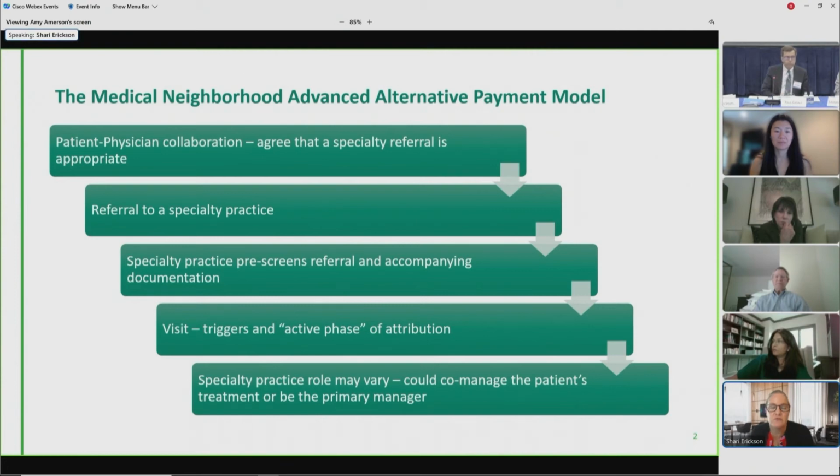And the specialty practice role may vary. They could be involved in co-managing the patient's treatment. They could be the primary manager or somewhere in between to ensure the most appropriate care for the patient. Next slide, please.